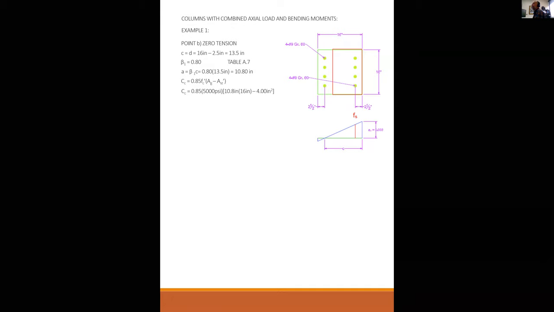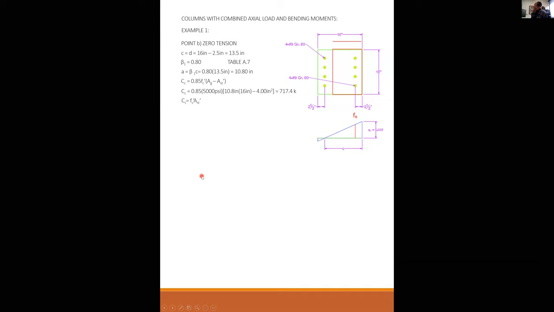So this distance right there, the depth of my compression block, is little a, 10.8 inches. The width of my compression block is 16 inches. And the stress of my compression block is 0.85 f'c. And then I subtract out any steel that's inside of my compression block. This steel over here is not in my compression block, so I don't have to worry about it. But I do subtract out the 4 square inches of steel that is inside of my compression block. So that's why I have 0.85 f'c, a times b, minus the area of steel in that block. And that gives me 717.4 kips is the compression in the concrete.